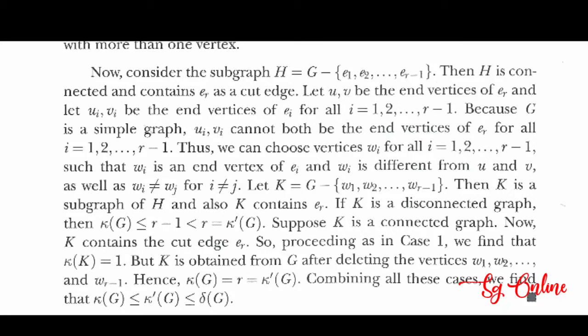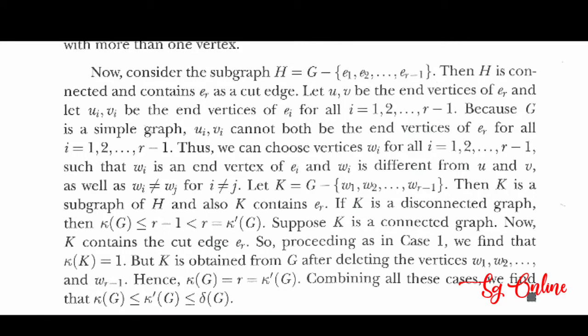If the graph is disconnected, then kappa(G) is less than or equal to r minus 1, because we have deleted r minus 1 vertices and got a disconnected graph. And so we got kappa(G) is less than or equal to r minus 1, which is less than r, that is kappa dash (G).